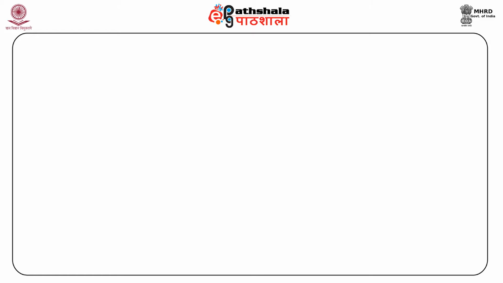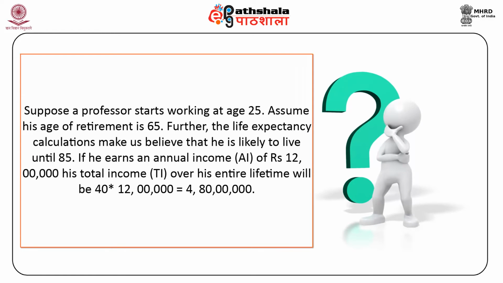For example, suppose a professor starts working at age 25. Assume his age of retirement is 65. Further, the life expectancy calculations make us believe that he is likely to live until the age 85. Now, if he earns an annual income of rupees 12 lakhs, his total income over his entire lifetime will be 40 multiplied by 12 lakh.